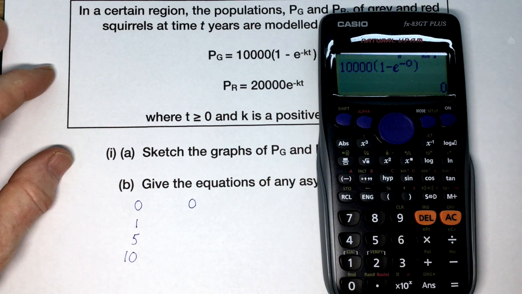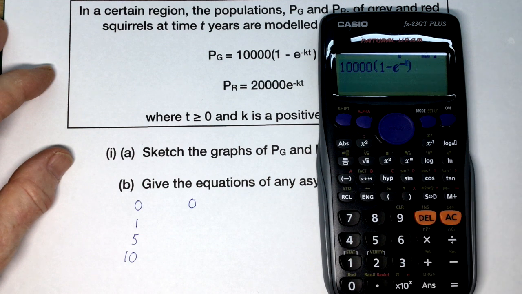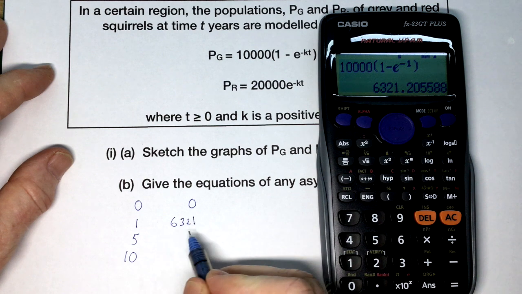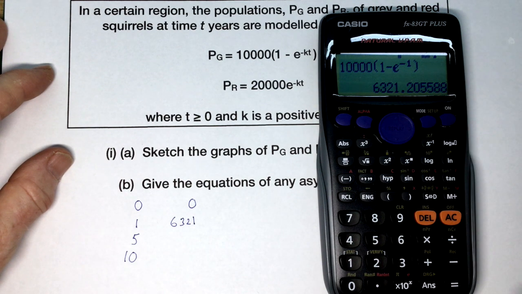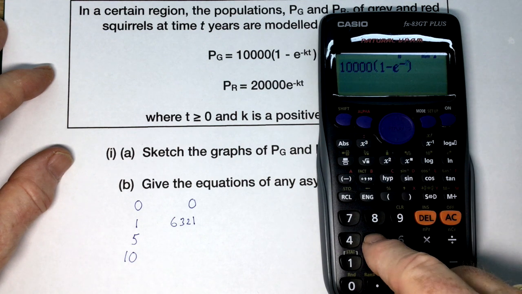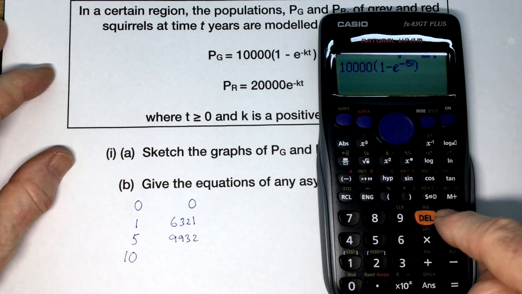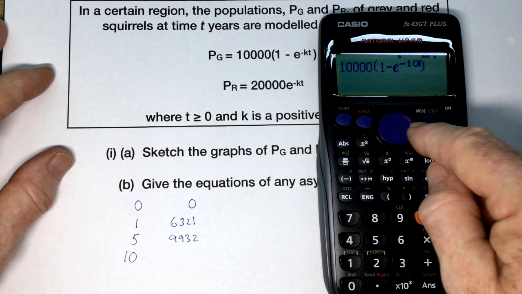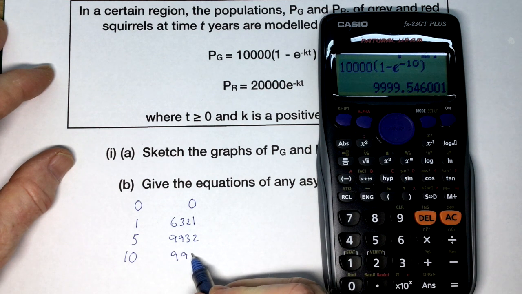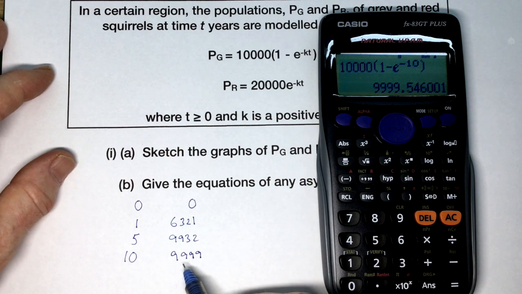So we're going to go back now, delete that one and put 1, equals, that becomes 6,321. We'll only use the whole numbers, so we'll ignore the decimal part. Let's go back again, delete that, and we'll put 5, and that's now 9,932. If we go back then, delete that, and put 10 in. And now we're on 9,999. So we look like we're getting close to 10,000.